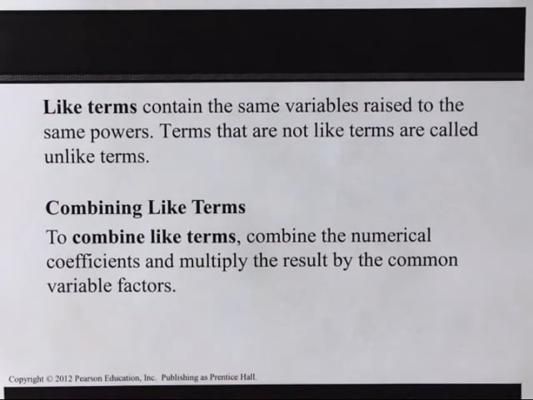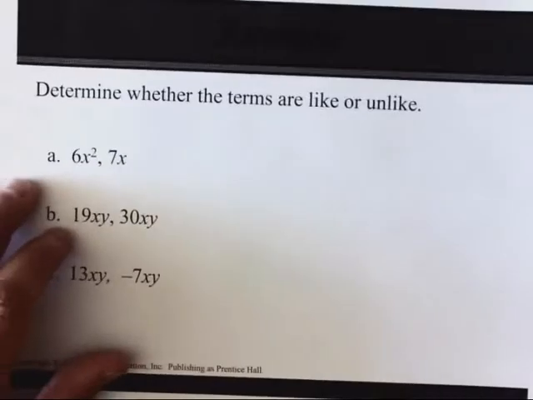So what is a like term? A like term are terms that contain exactly the same variables raised to the exact same powers. And then terms that are not like are unlike. Combining like terms, to combine like terms, we combine the numerical coefficients. So that's why it was important for us to know the coefficients, and then multiply by the resulting common variable factors. So let's take a look at determining whether things are like terms or not.